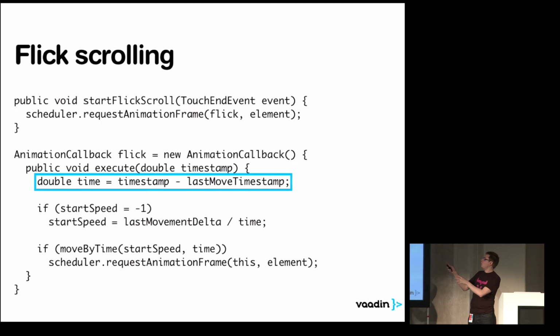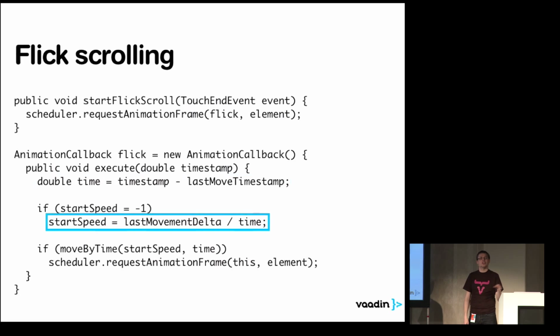But still, what we do is that we see what's the time now, when did this animation start, and then from that we see that, okay, we are this long into the animation. Then if this was the first animation frame we got, we also calculate the initial speed based on when was the last movement and how much did we move previously and how long ago was that.